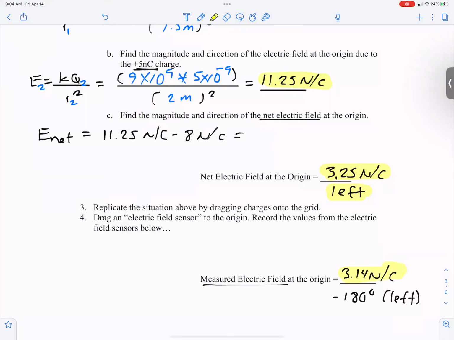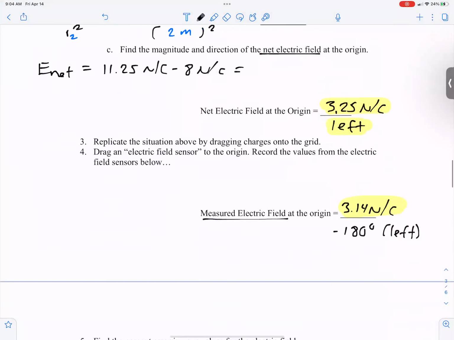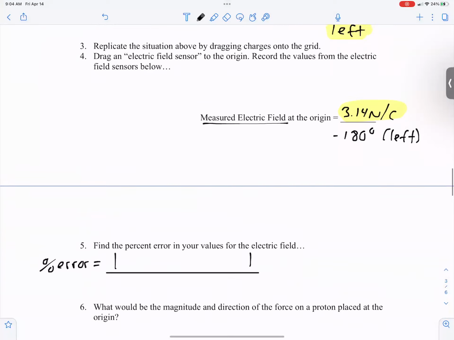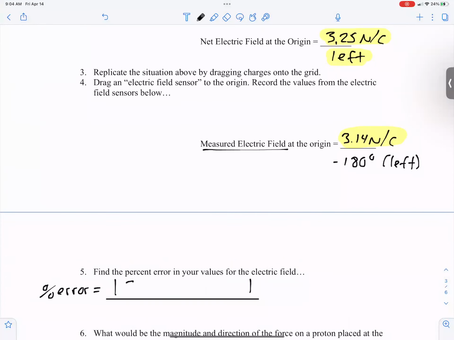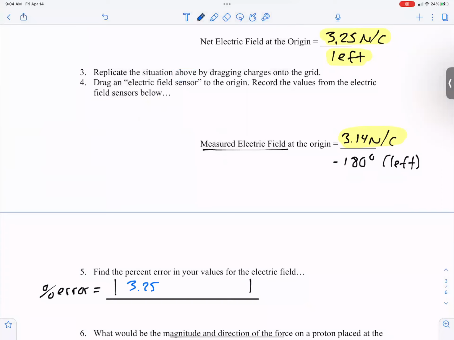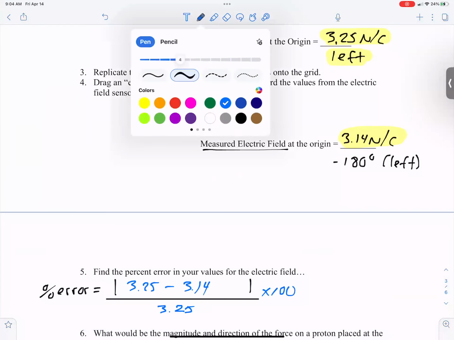So ultimately we are getting some good consistency with our calculation. Let's go ahead and complete our percent error calculation on this. Absolute value of our expected, 3.25 newtons per coulomb, minus 3.14 newtons per coulomb, divided by 3.25 newtons per coulomb, then multiply that times 100.